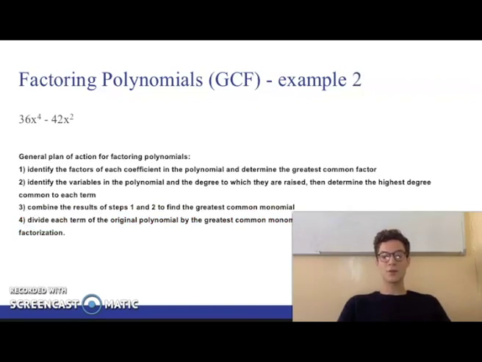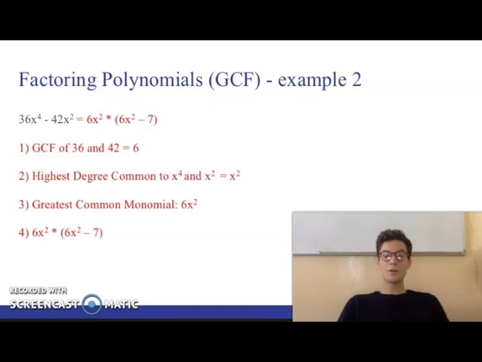Let's take the expression 36x to the power of 4 minus 42x squared. Refer back to the 4 steps we utilized in the last example. First, we will identify the greatest common factor for 36 and 42. You are well practiced enough with your multiplication tables to easily recognize that 6 is the GCF. However, for good measure, you can do the factorization for each coefficient to reach the same result.